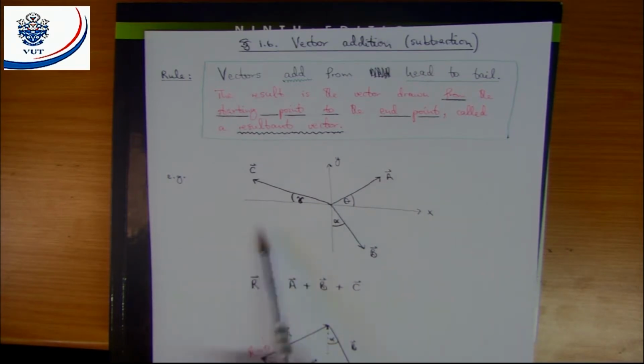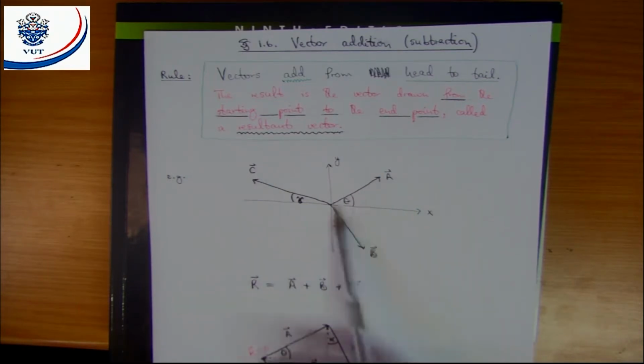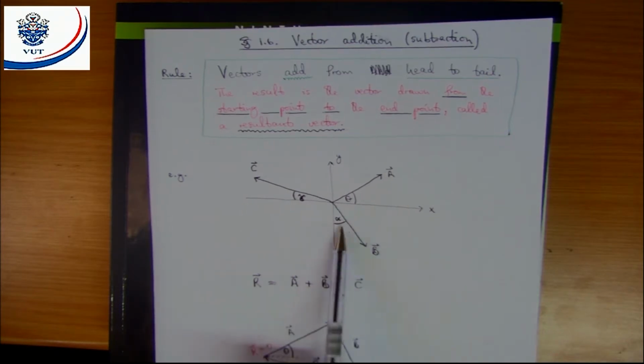Okay, so let's look at another example where we've got three vectors, A, B, and C. A is at an angle theta with respect to the x-axis, B is at an angle alpha with respect to the y-axis, and C is at some angle gamma with respect to the x-axis. We want to know what is the result of these three vectors.